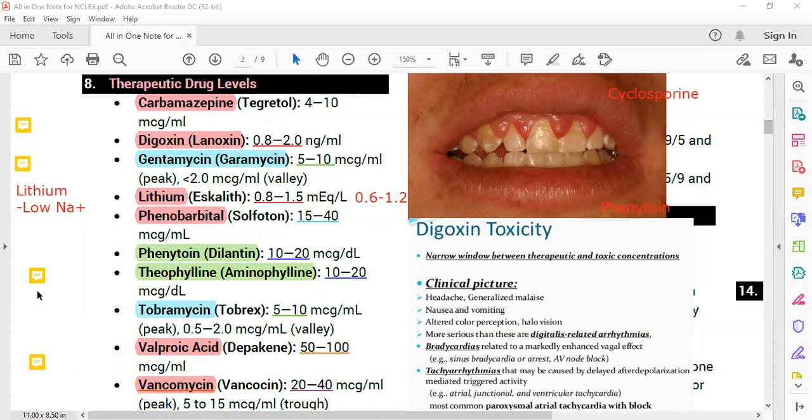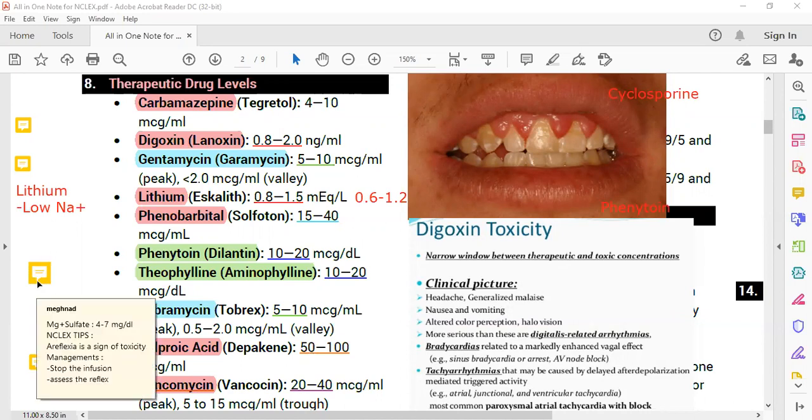Two more medications we have left here. One is magnesium sulfate. Therapeutic index is 4 to 7 milligrams per dL. We use it for pre-eclampsia and eclampsia, pregnancy-induced hypertension and complications. It is 4 to 7 milligrams per dL. If the patient develops magnesium toxicity, we see areflexia as a sign of toxicity. We have to monitor the reflexes. If we see toxicity, we should stop the infusion of magnesium sulfate and assess all of the reflexes.